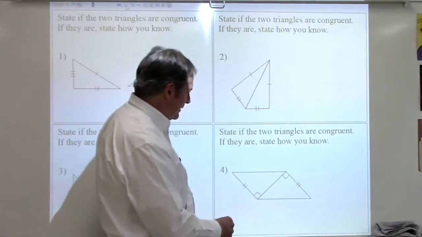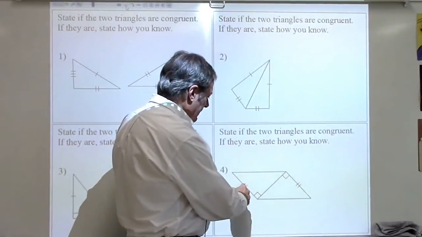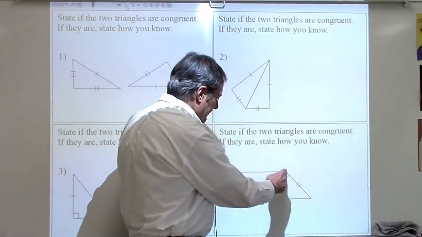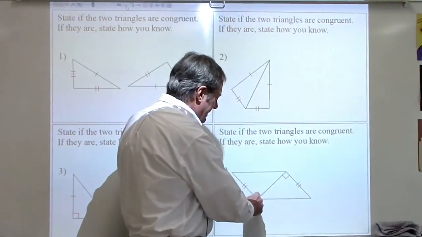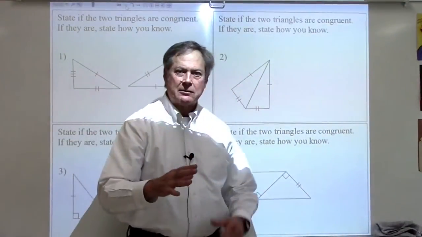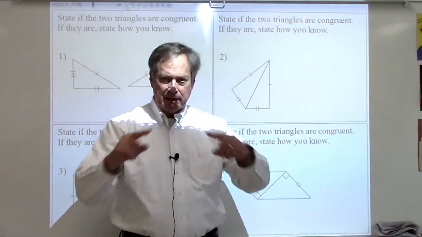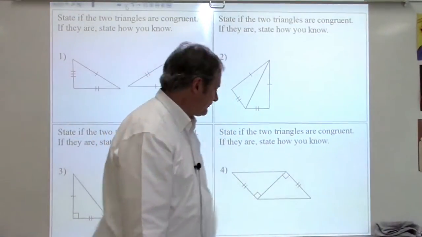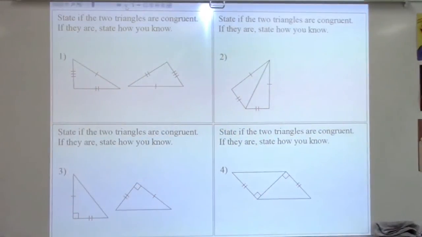Here again, we have another side, angle, side. We have the double tick mark side, the shared side, and then the angle between them. So side, angle, side. The angle has to be between the 2 sides. All right, let's look at some more examples.